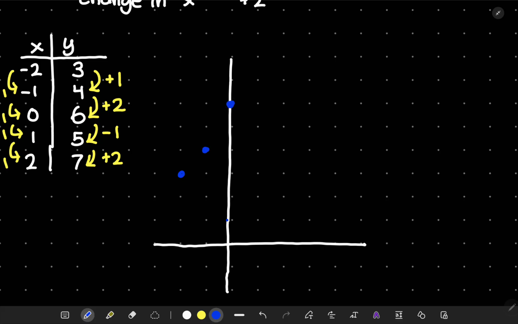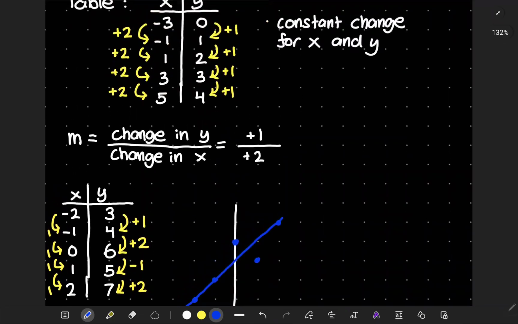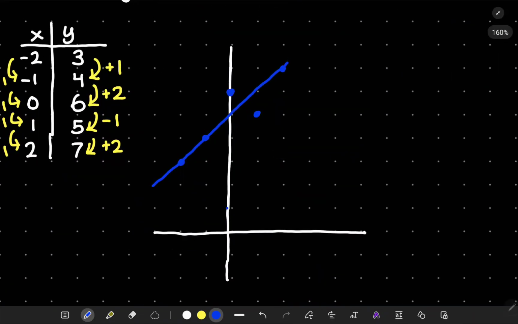That doesn't really line up. Let's try it again. 1, comma 5, and wait a minute, it's right here. What about 2, comma 7? Okay, it's right here. So it doesn't look like it actually makes a line. If I try to draw a straight line like this, it doesn't go through all the points, right? Notice because of that, it's not a constant change. So this is an example of not a constant change.